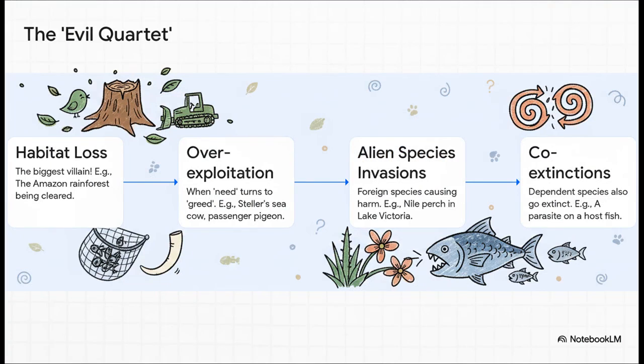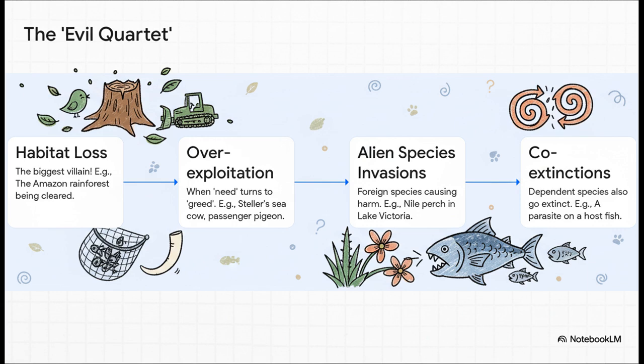The number 1 biggest villain is habitat loss and fragmentation. This is when we destroy the homes of animals and plants, like when the Amazon rainforest is cleared for farming. It's the most common reason for extinctions. Number 2, overexploitation. This is when human need turns into greed. We hunt and fish so much that species just can't recover. Think of the poor Steller's sea cow or the passenger pigeon, gone forever because of this.